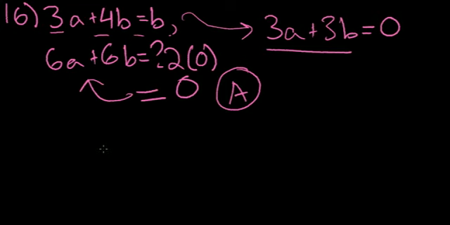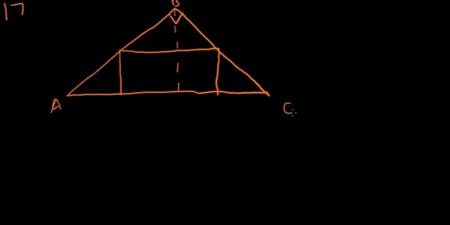Number 17 has a nice big diagram to draw. Okay, so here's this big triangle looking thing. It's close enough, not drawn to scale for me. And this looks like a midpoint. That's a 90-degree angle. Okay, so A, B, C. These are 90 degrees.